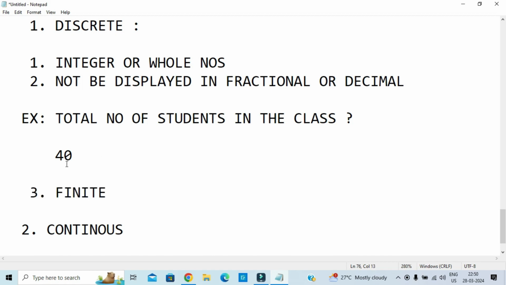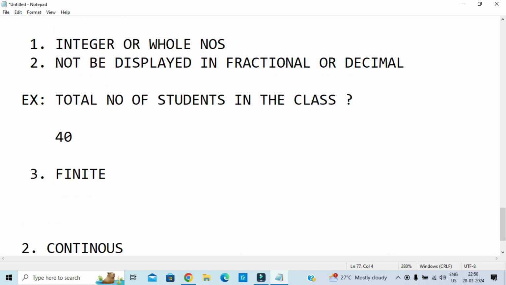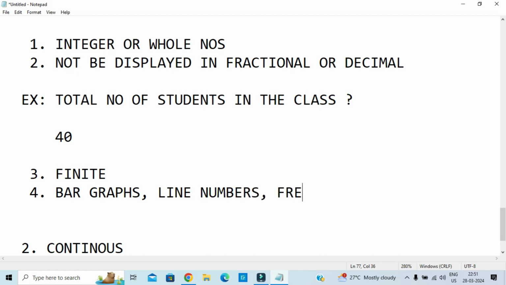You can't say unlimited, right? It's only countable, because it's finite, as opposed to infinite, which is uncountable. If you want to represent discrete data, you can represent it in the form of bar graphs, line graphs, or frequency tables. Just remember, you can represent this in these three forms.